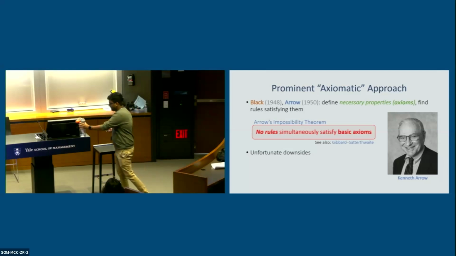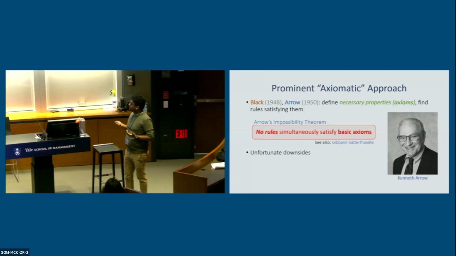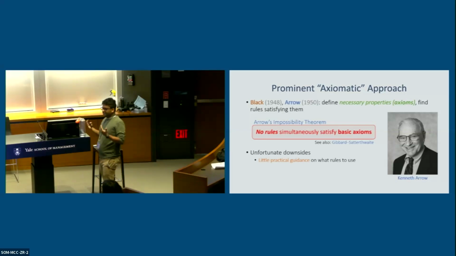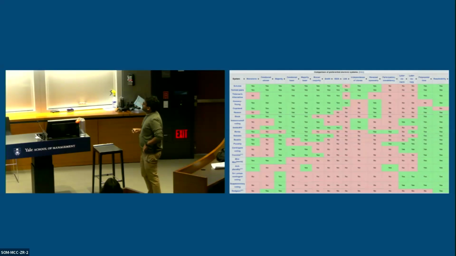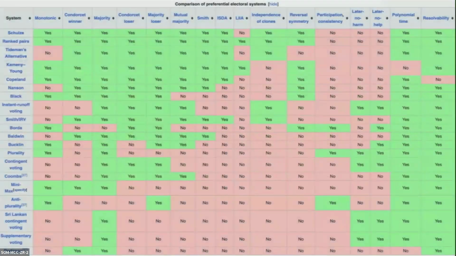So this work has been hugely influential, but there are also some unfortunate downsides. One is that it doesn't really tell you very much about what voting rules you should actually use when you have these situations. If you look up a comparison of voting rules, you might come across a giant horrendous table like this. Every voting rule satisfies a different subset of axioms, and it's very hard to figure out which voting rules you should actually use and how to compare them.